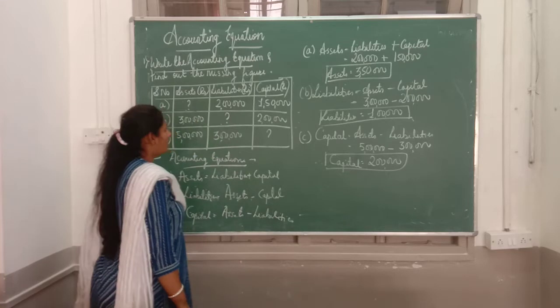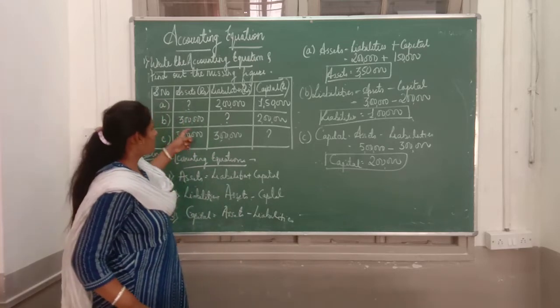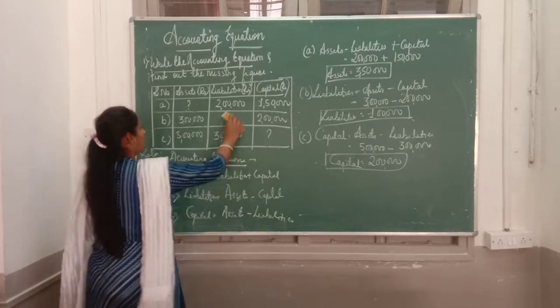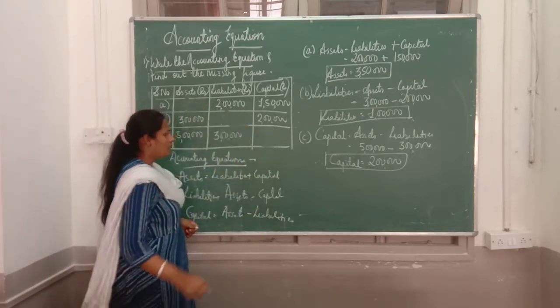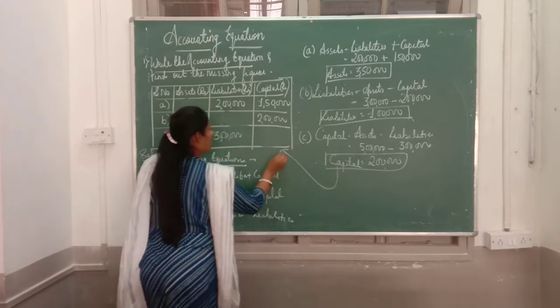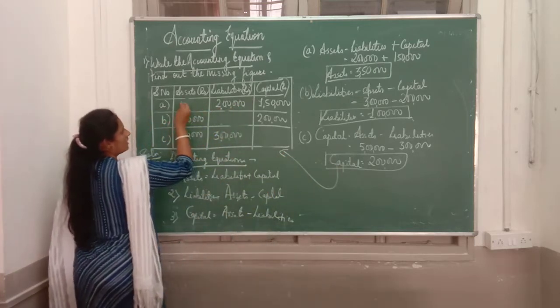So this is the problem. At last, you have to draw this table once again and fill the boxes. Now after this, draw the table once again and fill the boxes. How much is assets here?